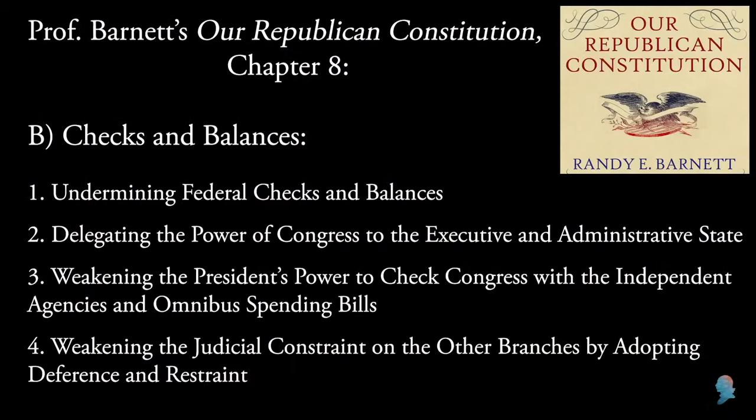So next up, weakening the judicial constraint on the other branches by adopting deference and restraint. We've already gone over that to some extent. Certainly Professor Barnett covers it greatly in the chapter that we already went over. That is chapter 5. And that restraint business, I can't overemphasize enough that restraint in the abstract or general restraint is not what the Constitution provides. There are certain areas where the courts are supposed to act. You have a right to go into court in order to invoke and protect your rights.